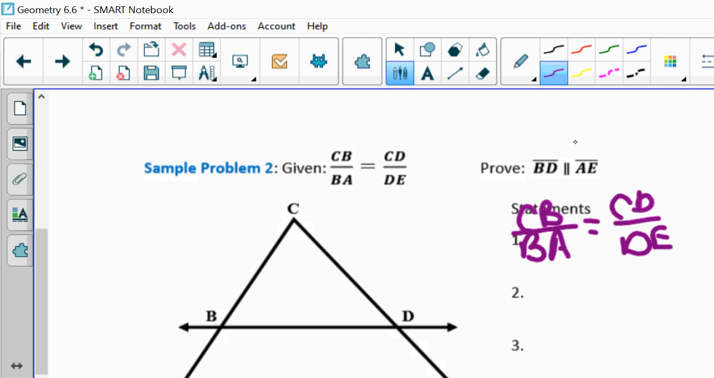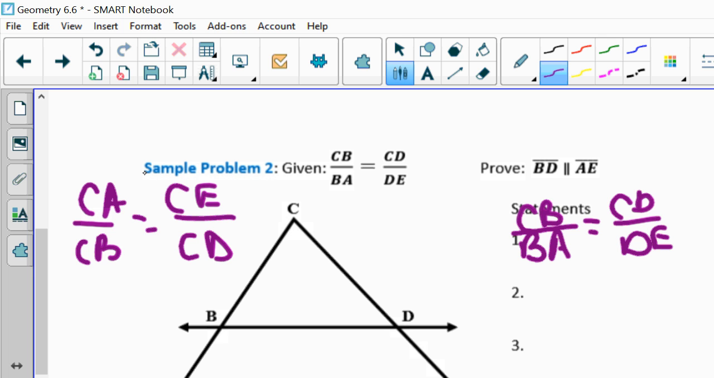Okay? So in order to prove that they're similar, I would need to get CA over CB equal to CE over CD. So that's what I would need to get. Right? So CA, how can I get CA in my statement? Remember when we first talked about proportions and we learned all of those properties?